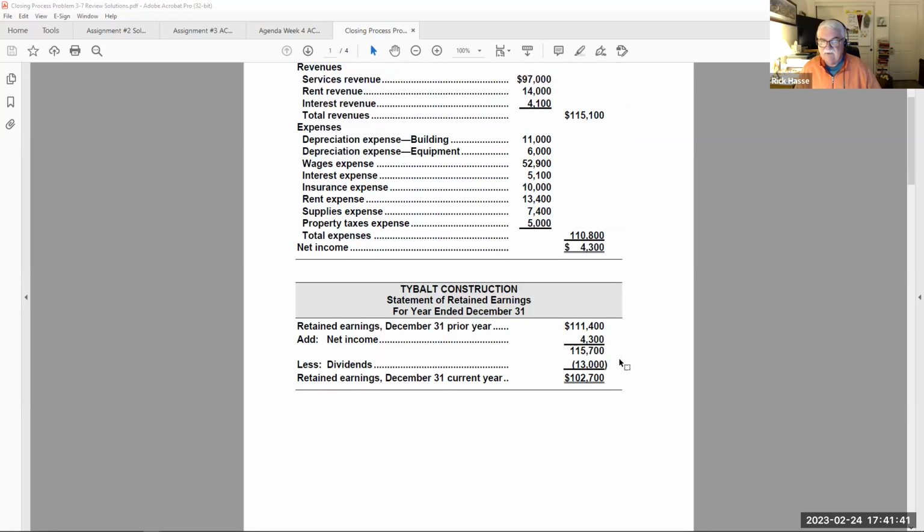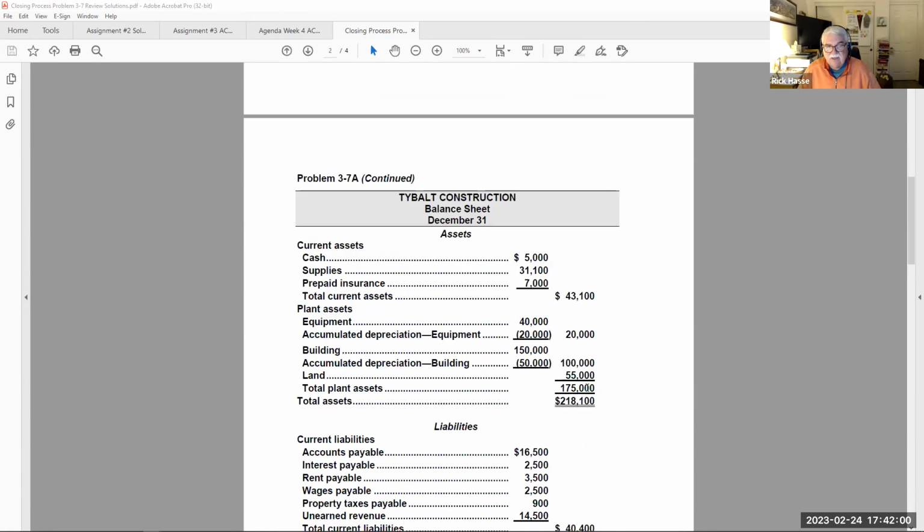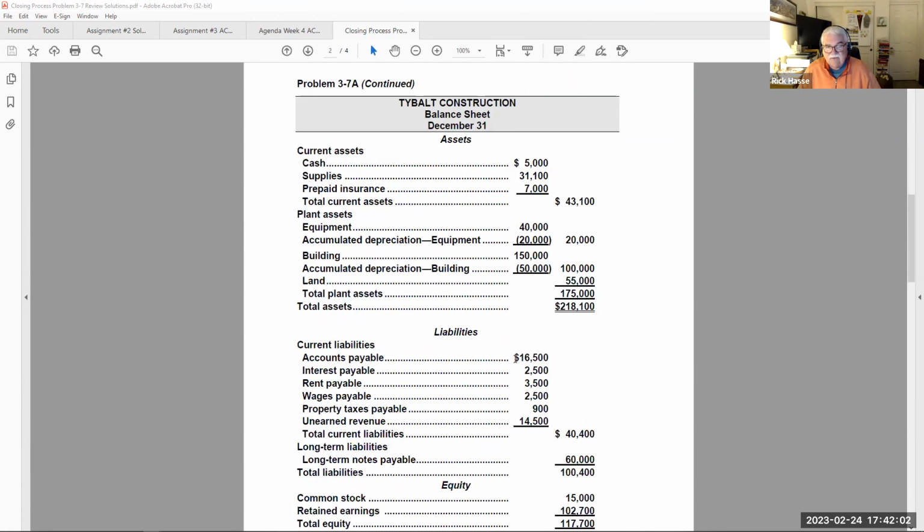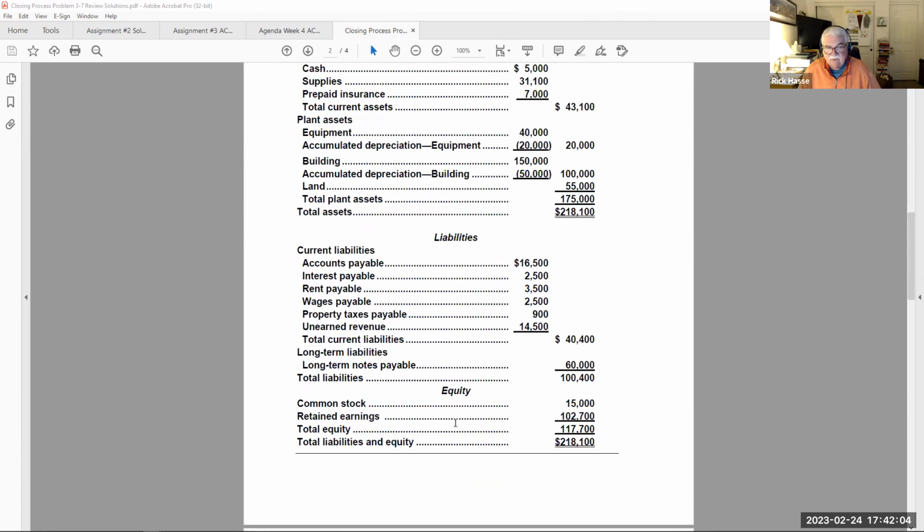Then also the statement of retained earnings. We started out the period of the year, balance of the prior year was this. We add in net income, we subtract out dividends. That's the balance of retained earnings at the end of December 31st of this current year, 1027. And that leads into the final statement, the balance sheet, where as you can see there under equities, there's the retained earnings balance of 1027.